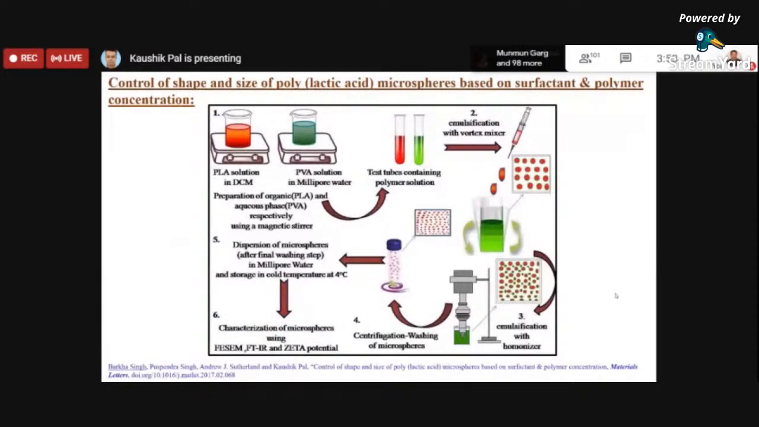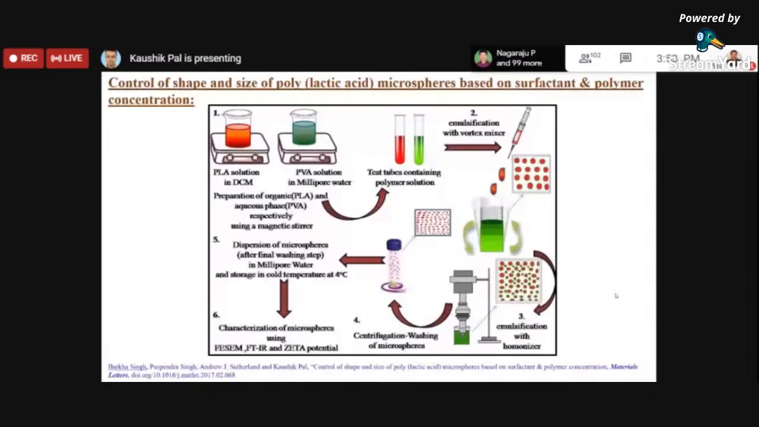Then we have done certain work on the control of shapes and size of the polylactic acid microspheres based on surfactant and polymer concentrations. We are still working on it, and we have published many good papers, and also we are trying to work on bone cancer too.